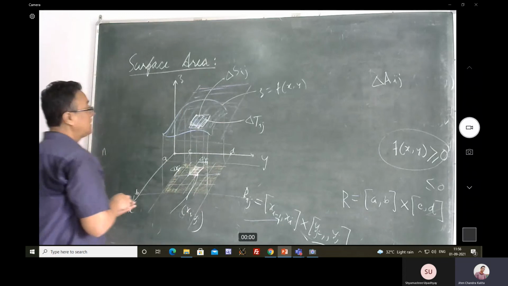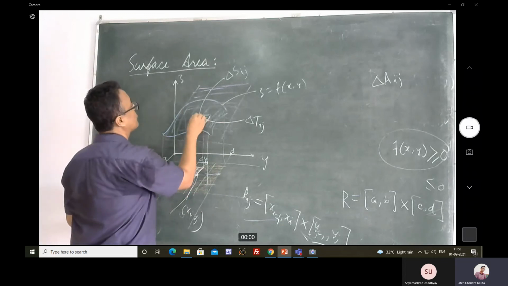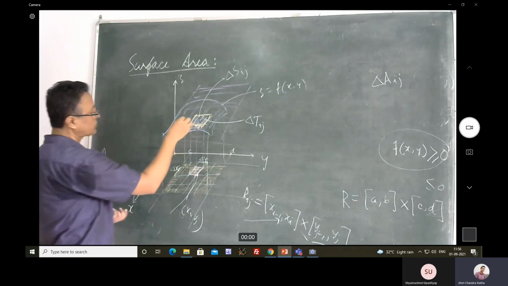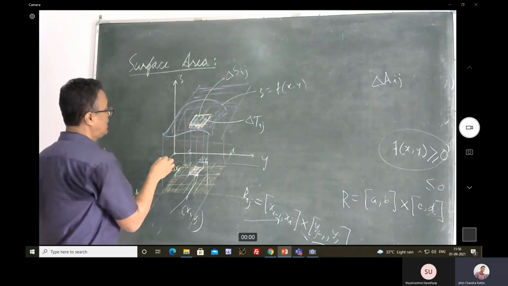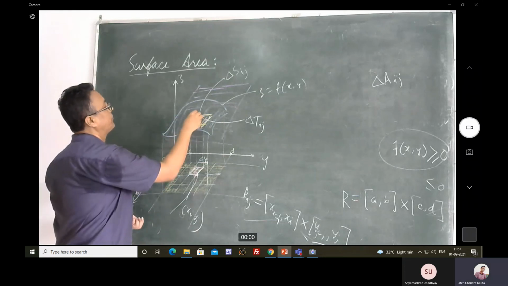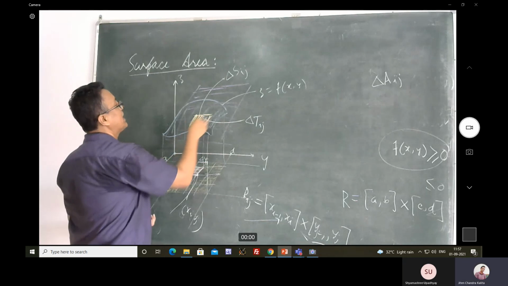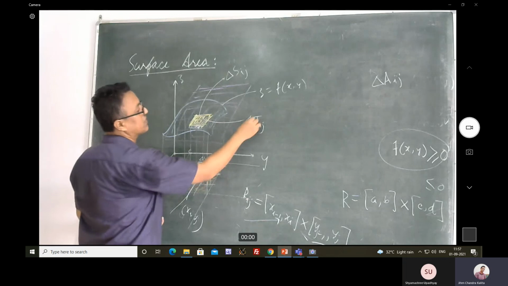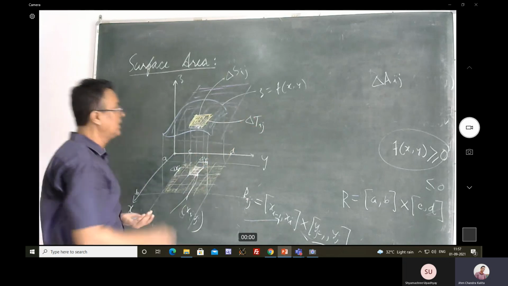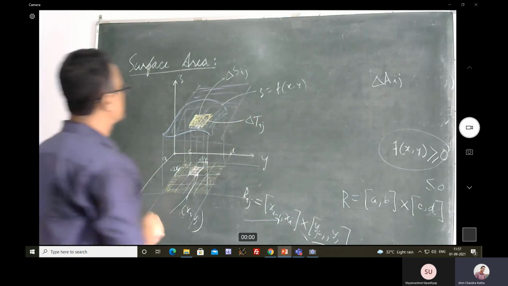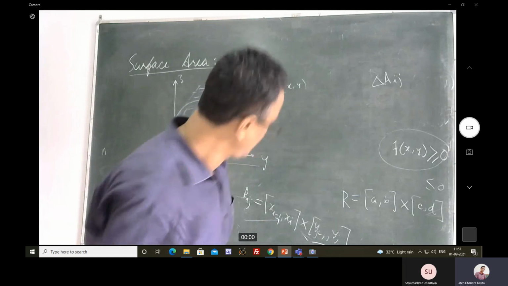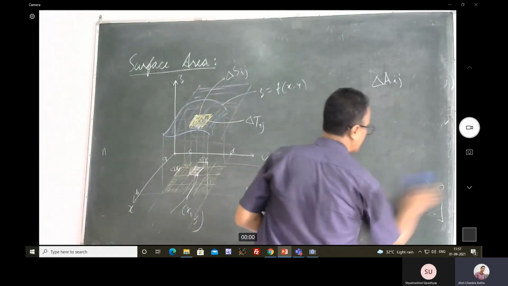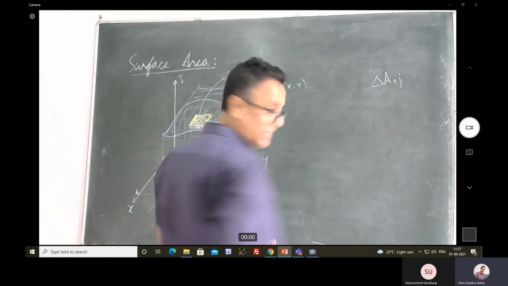So now it is going to boil down to finding out the area of this small tangent plane given by delta Tij. Okay, let me see how the situation is. Let me consider a magnified version of that.